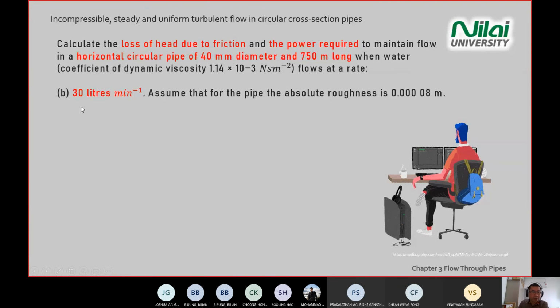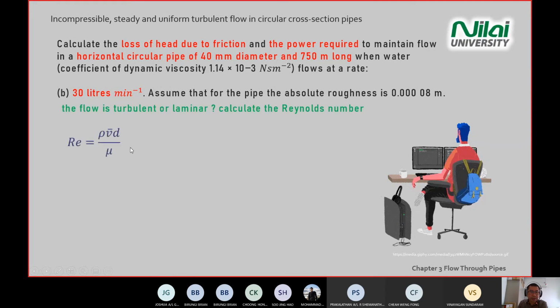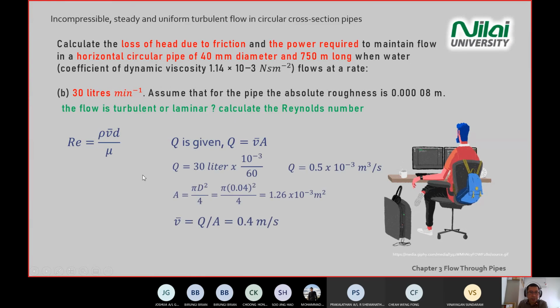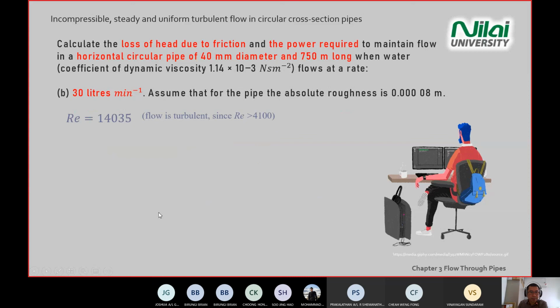And for case B, 30 liters per minute. This one, surface roughness is given. You just find the Reynolds number again. Again, Q equals VA. Do the calculation for the V. Substitute in, you get Reynolds number 14 something. Means this one is turbulent. So when it's turbulent, we'll use the Darcy equation.